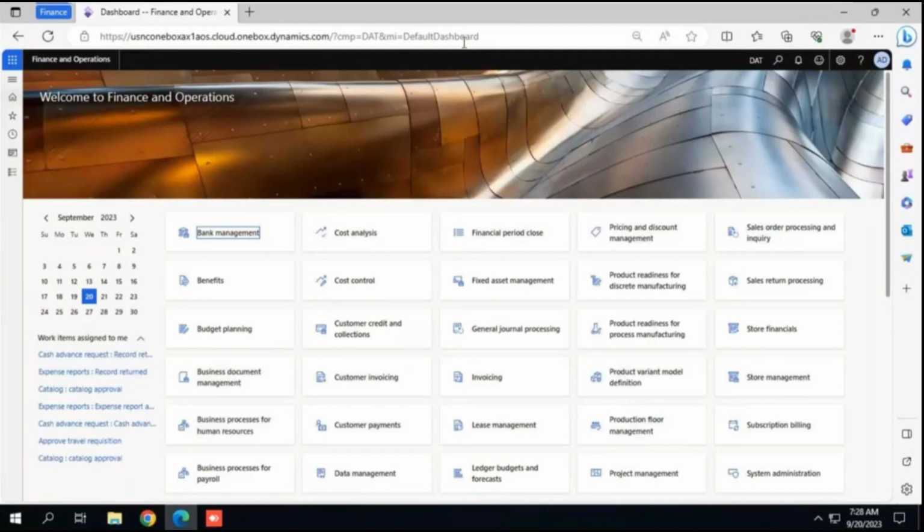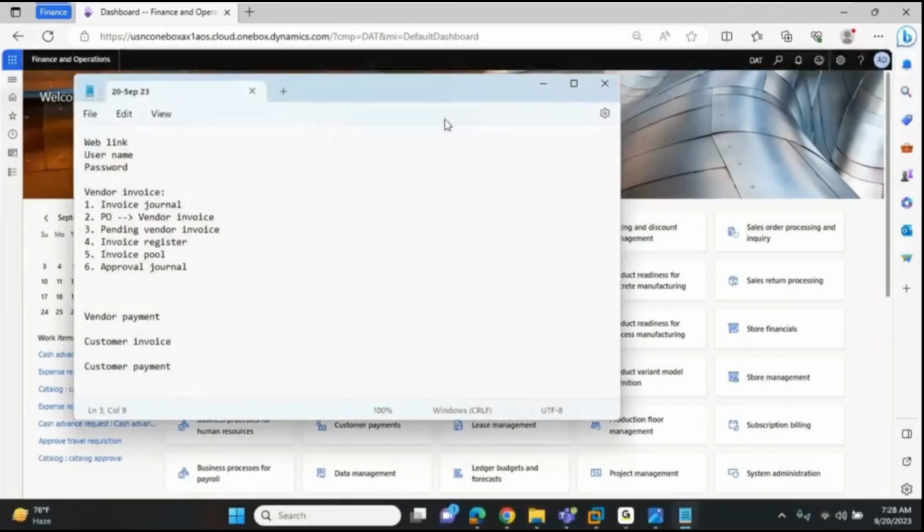So this is installed in my local system, that is the reason it is not asking for username and password. The web link is there, but username and password it is not asking. The reason behind it is that it is installed in my local system. But in a real-time scenario, you need to have a username and password. Then only you can open the application.